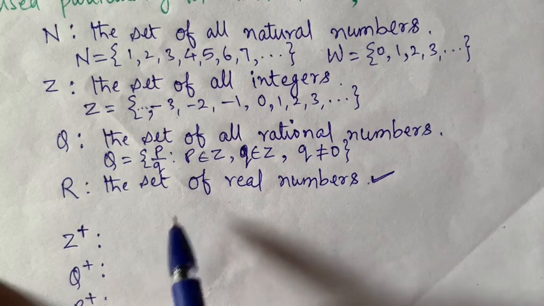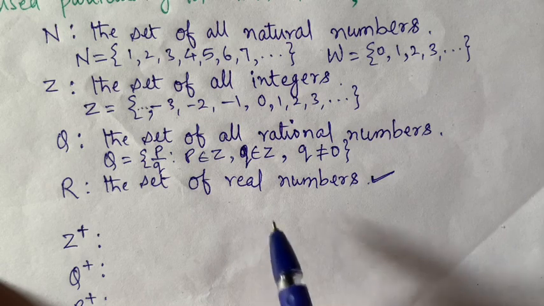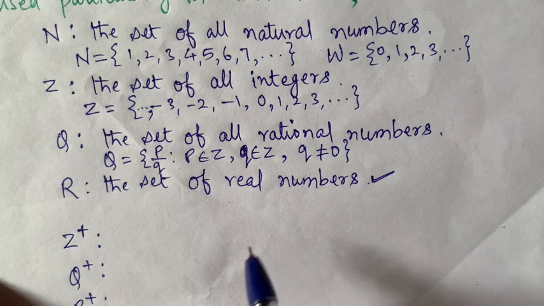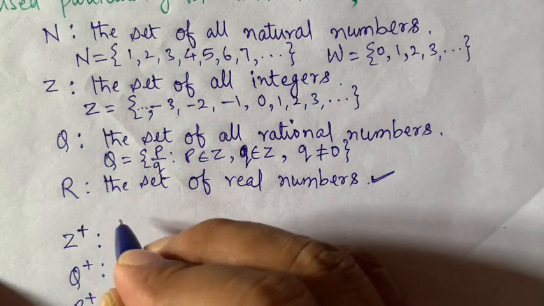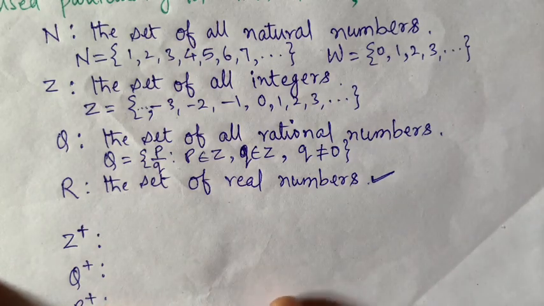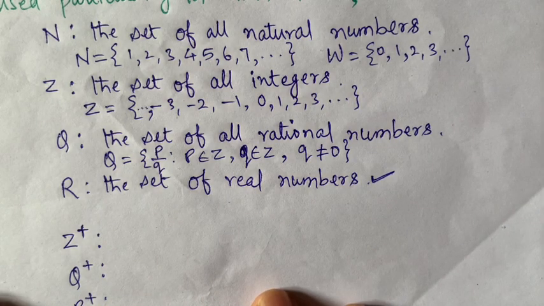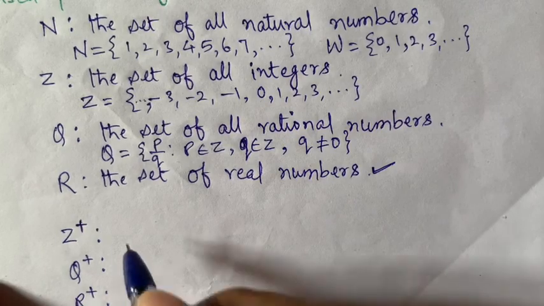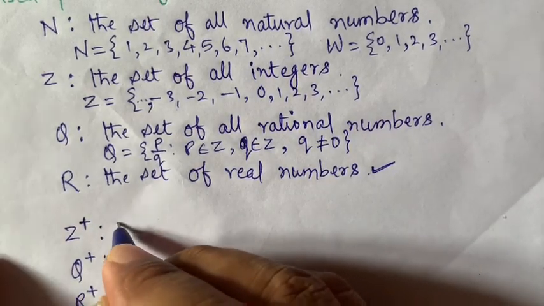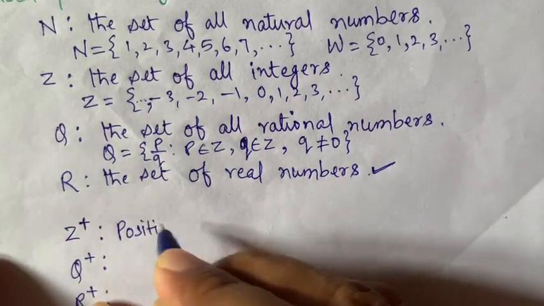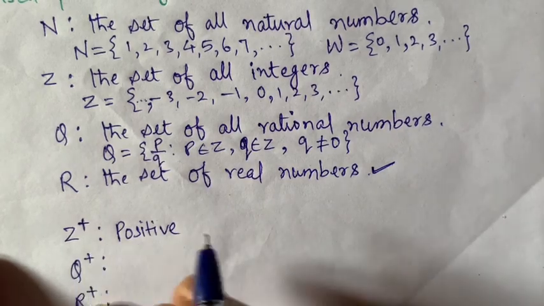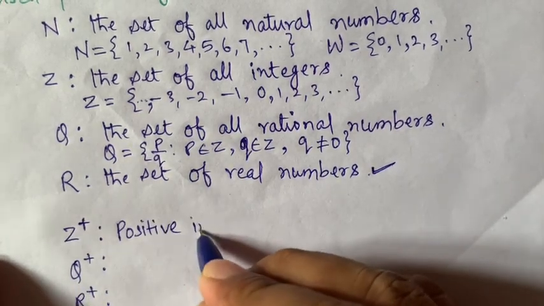We will see actually how we write the set of real numbers as an interval, but for the time being we can define it like any number whose square is positive. Now Z plus is the set of all positive integers. Positive integers are kept in the group of Z plus.